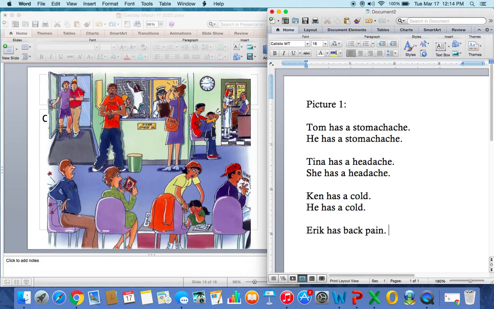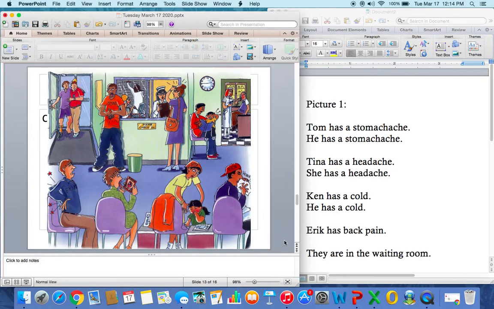Ken has a cold. Tina has a headache. Tom has a stomach ache. And if you want to write about all of them, you could say they are in the waiting room. So if you ask, where are they? They, because there's multiple people, many people, they are in the waiting room. So that's a pretty good amount of sentences.